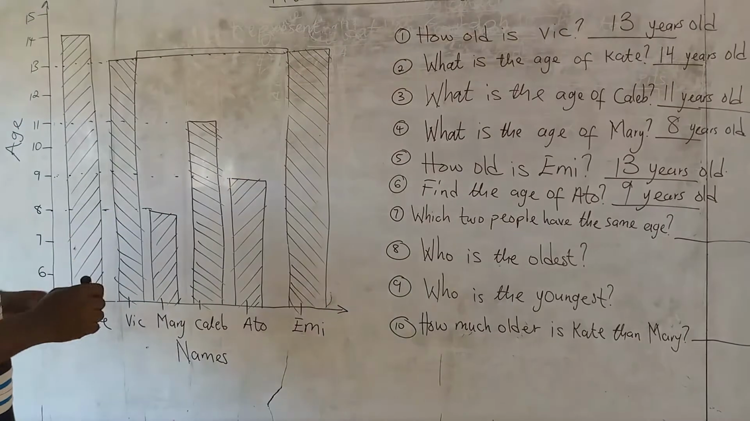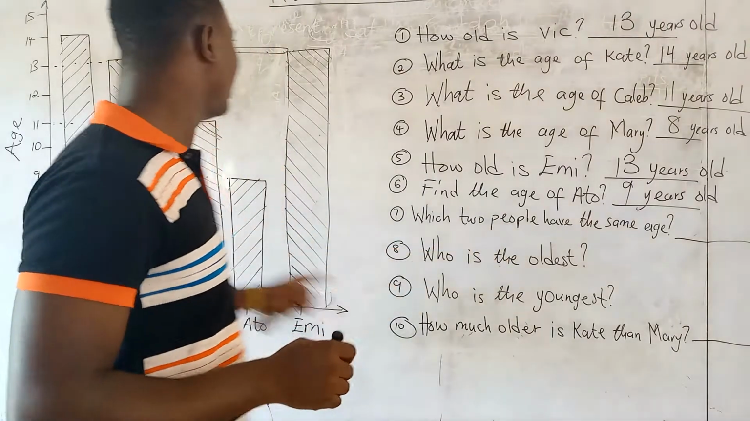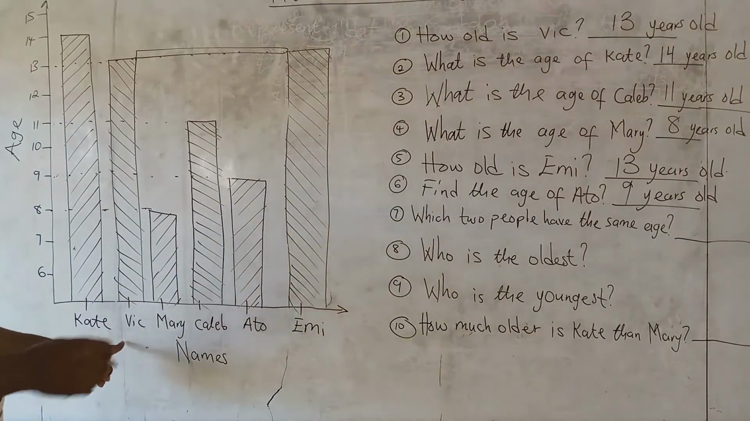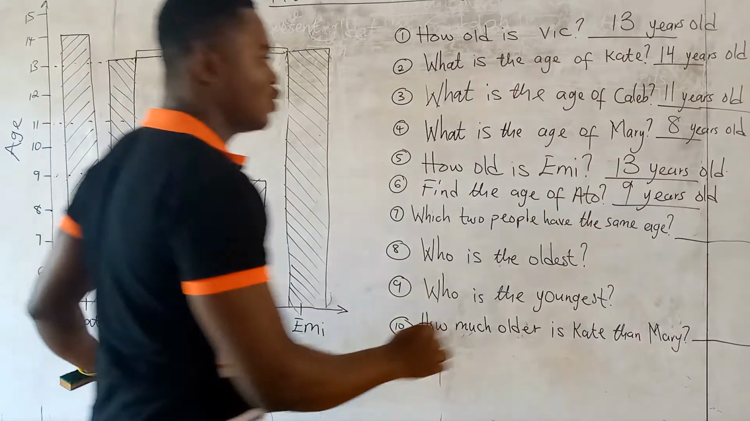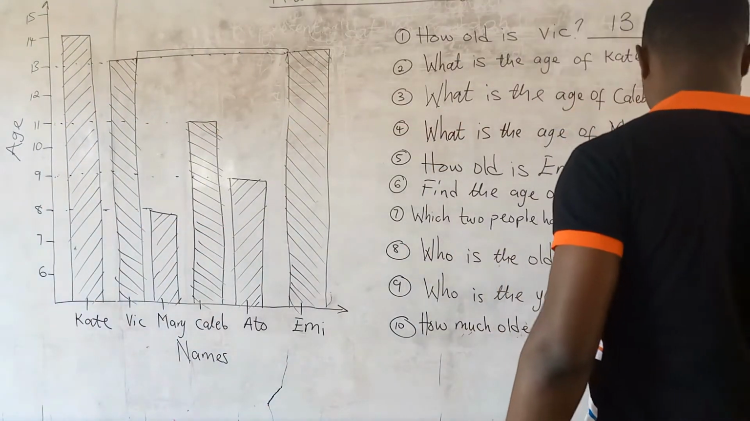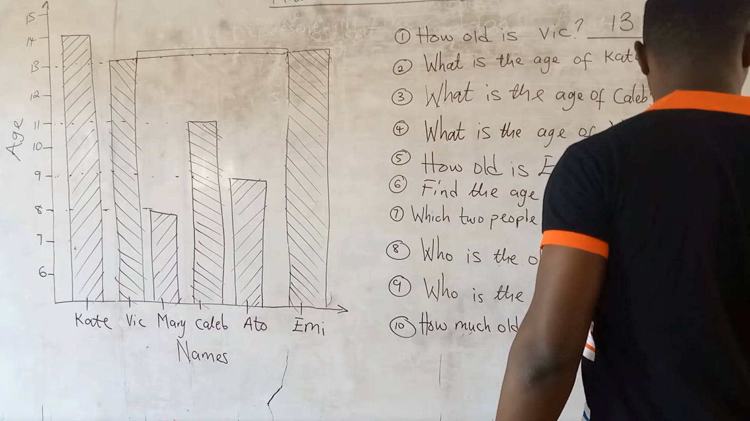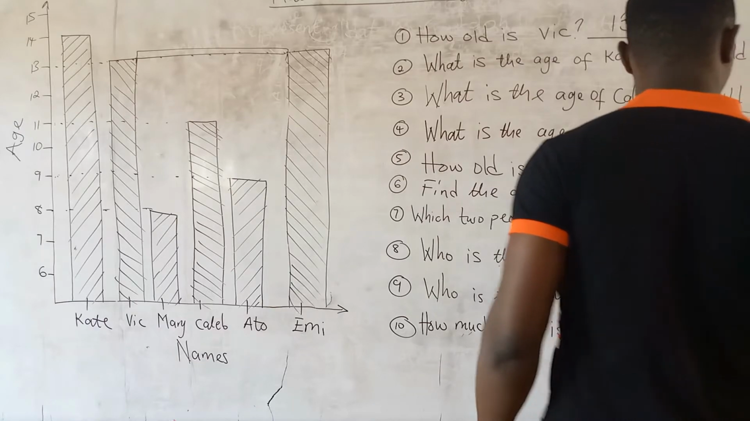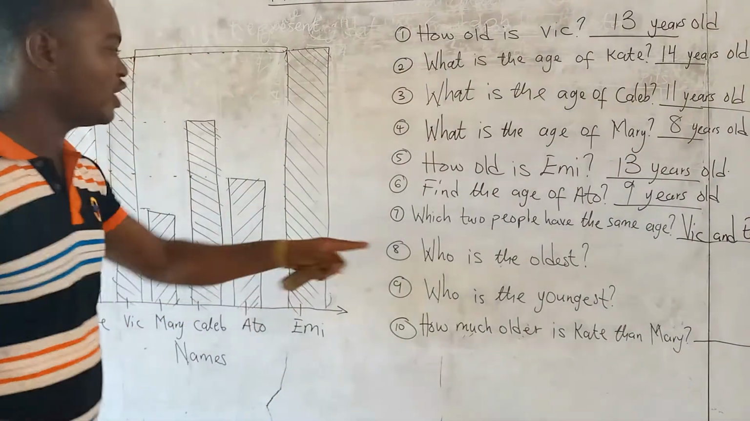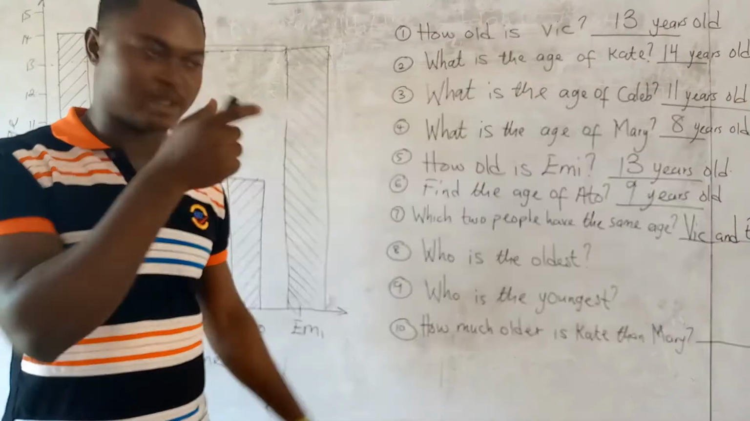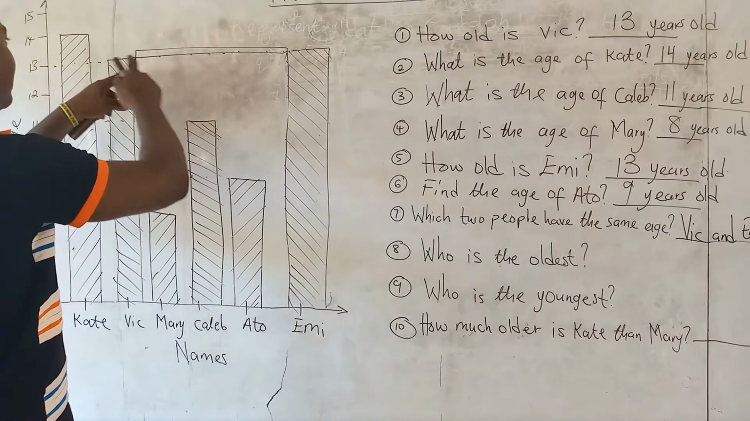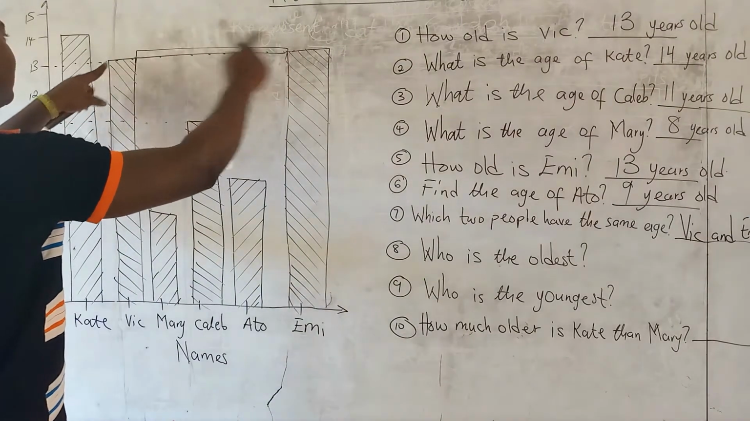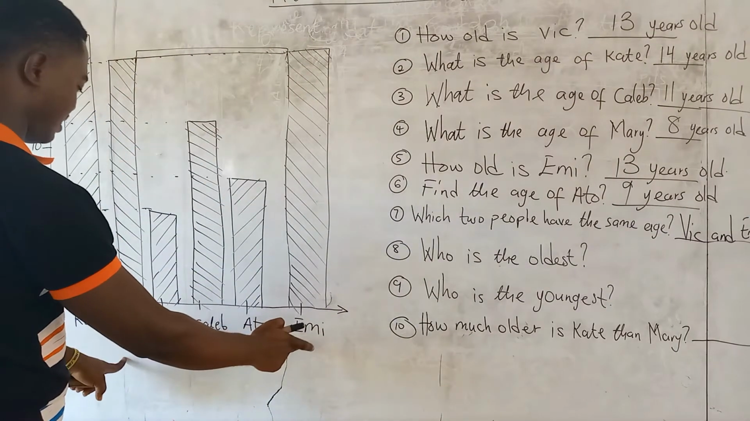Now he said which 2 people. So we don't write 13, but we write the name. This one is what? Vic, and then Amy. So you come here, you write Vic and Amy. He said which 2 people. He didn't ask for the age. Which 2 people. So the people is what we need. The age is 13. These are their ages. And the names are Vic and Amy.